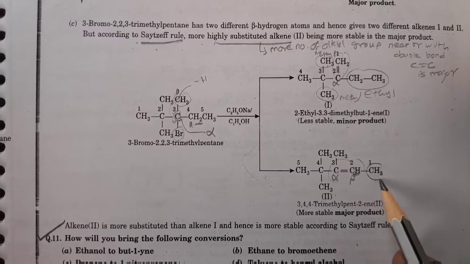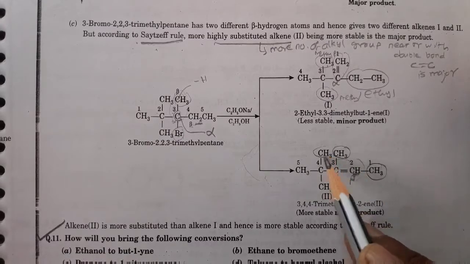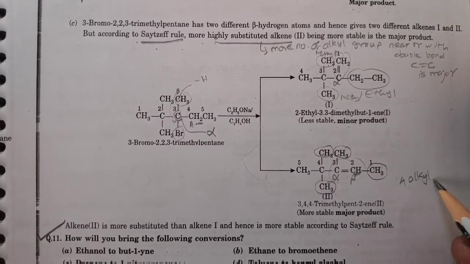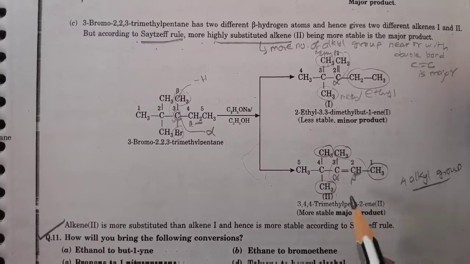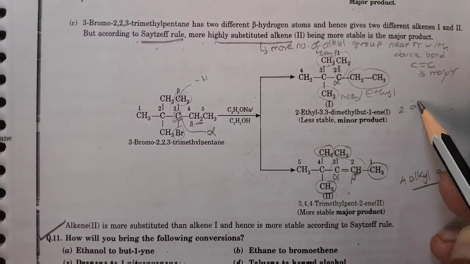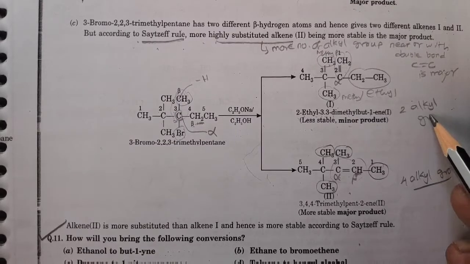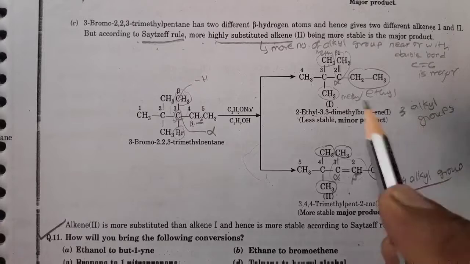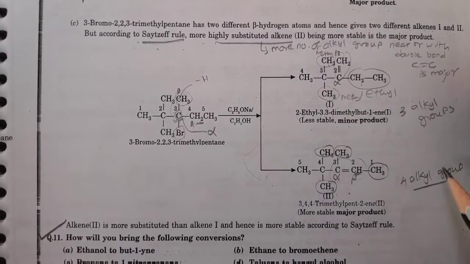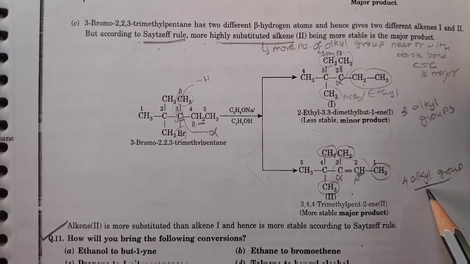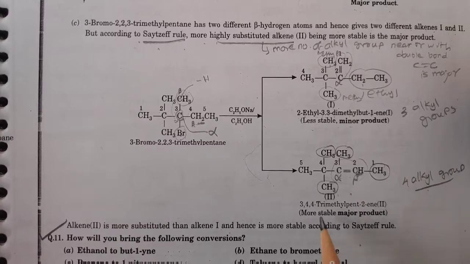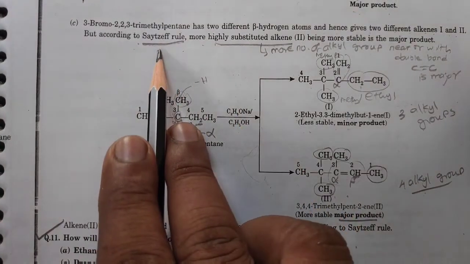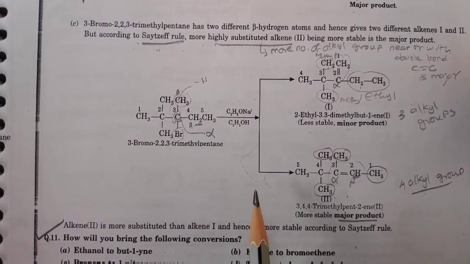Now you see the groups. See, how many alkyl groups? 1, 2, 3, then 4. So total 4 alkyl groups are there in this product. In the other there are 2 alkyl groups? No, here 3 are there: ethyl, methyl, methyl, 3 alkyl groups. So who is having more alkyl groups? This one is having more alkyl groups. So you can say that this product is which product? Major. Which rule is it? Saytzeff rule. Okay, so I think this part is clear.